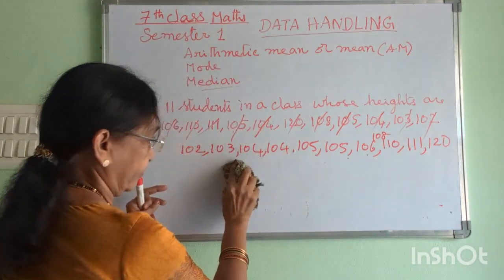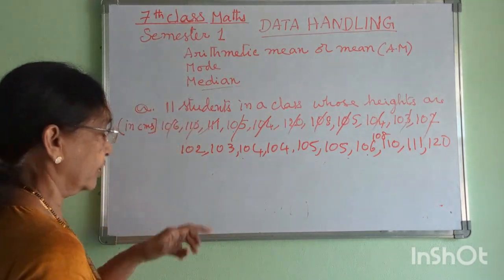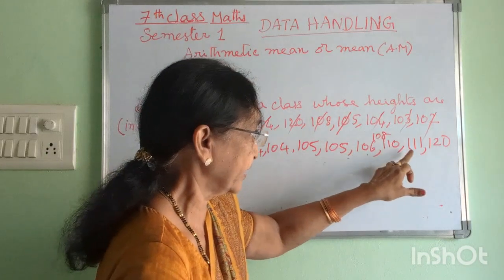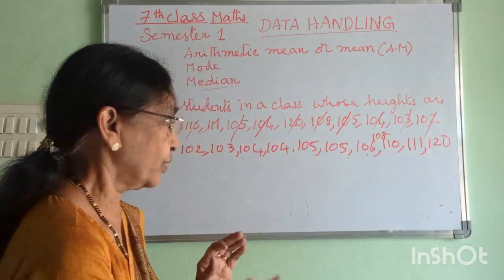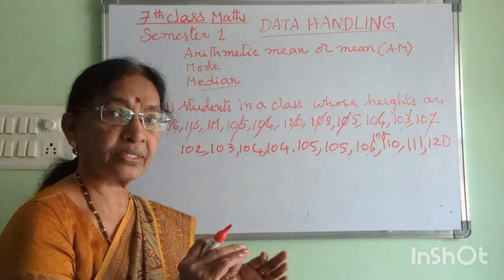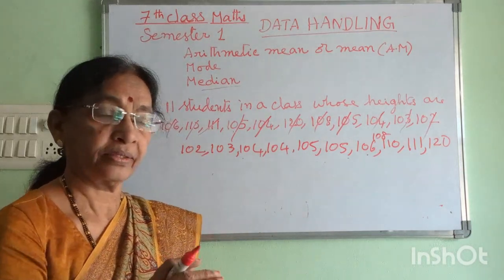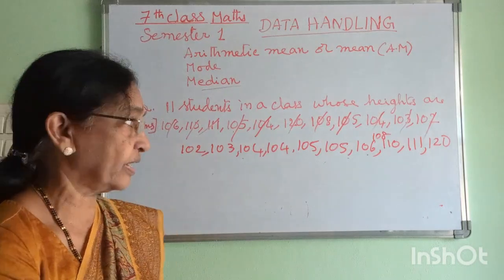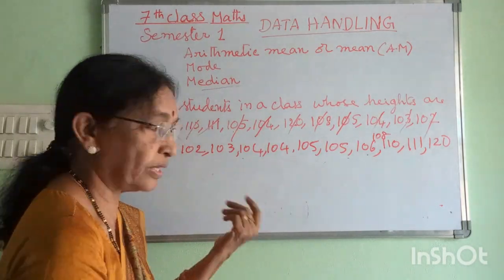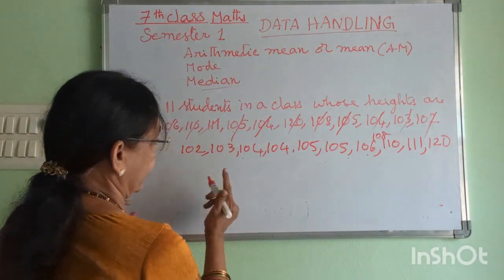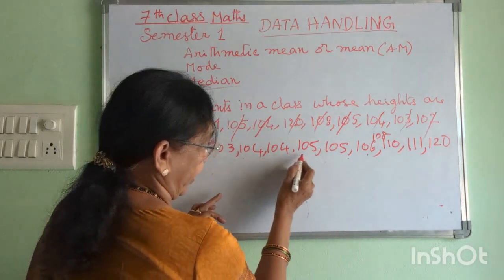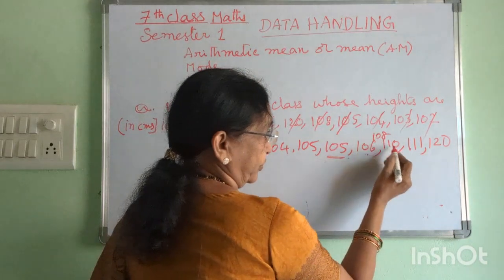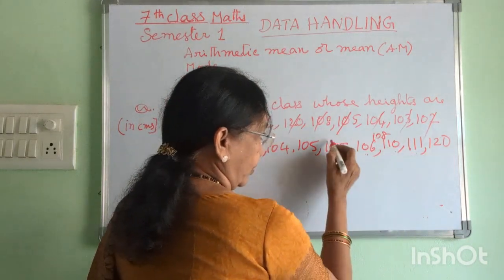These are in order: 1 2 3 4 5 6 7 8 9 10 11. So if we consider one number as the middle number, there will be five observations on one side, and five observations on the other side. So 1 2 3 4 5. This is the sixth observation. 1 2 3 4 5.